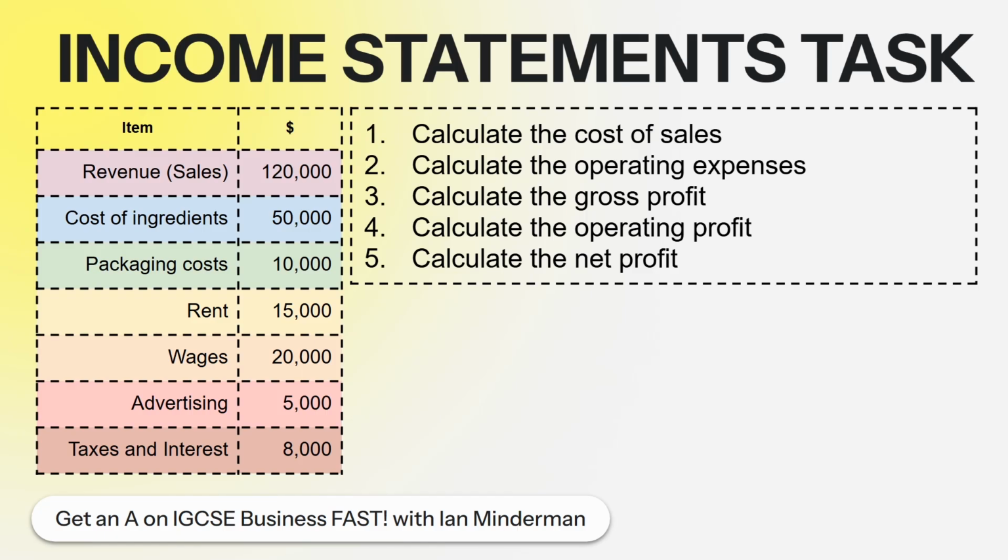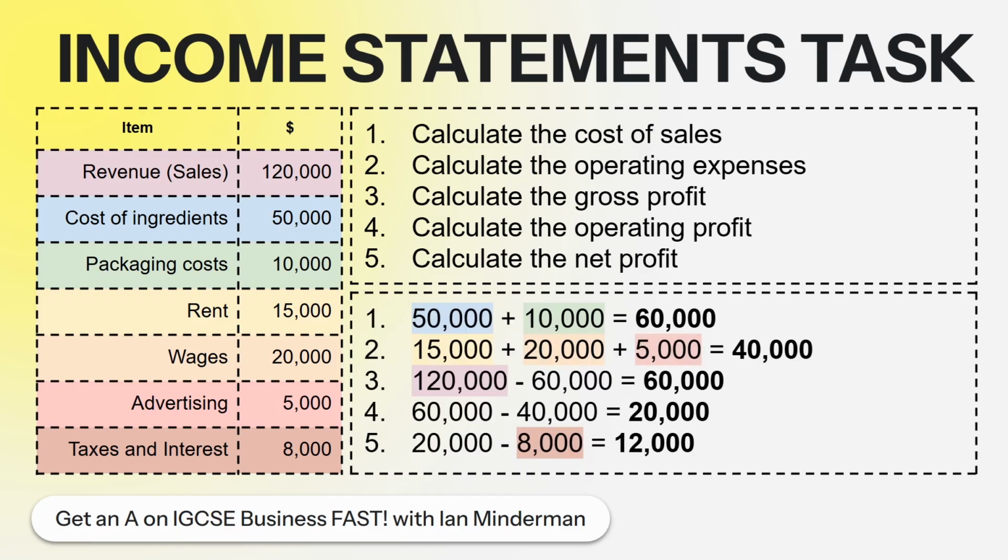All right, let's see how you did. So here are the answers. Number 1, calculate the cost of sales. Well, we have $50,000 for the ingredients plus $10,000 for the packaging costs, so it's $60K. Number 2, calculate the operating expenses, the day-to-day expenses here. So we have rent, wages, and advertising. $15,000 plus $20,000 plus $5,000 gives us $40,000.